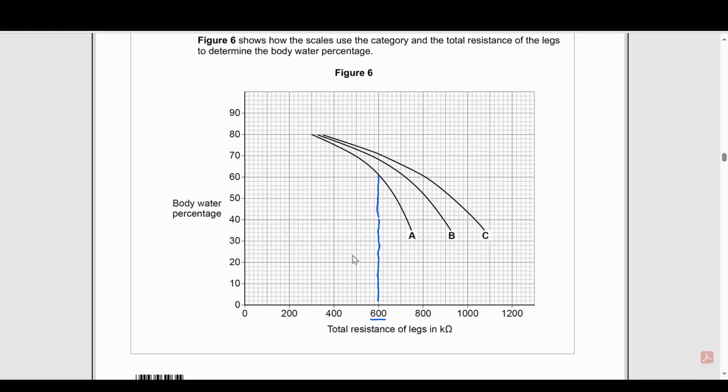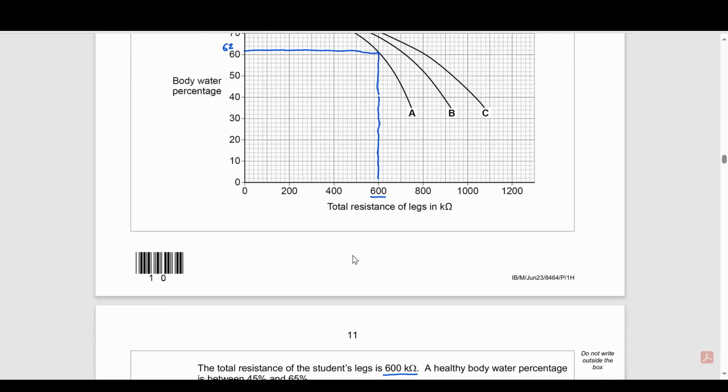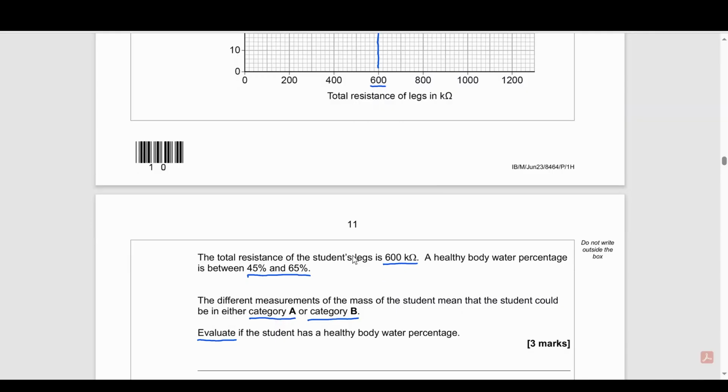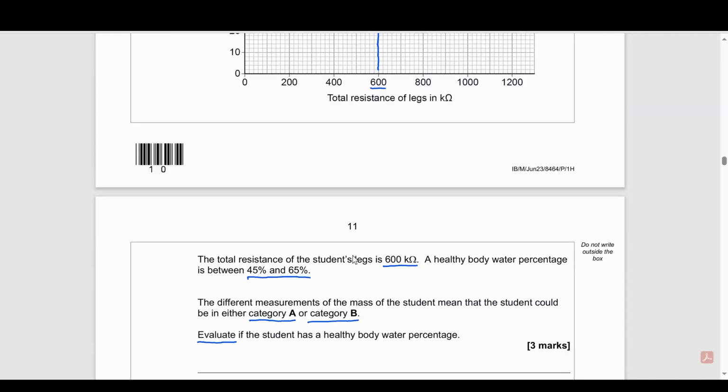And then read along to the y-axis. Now doing that gives us a value of 62%. And let's check again. Is that between 45 and 65? Yes. So that means category A, we can say, will be healthy.